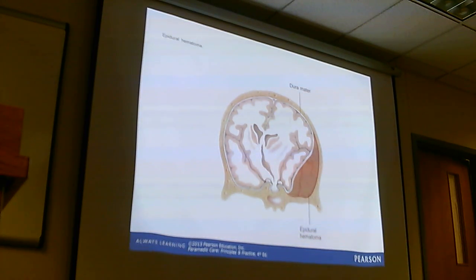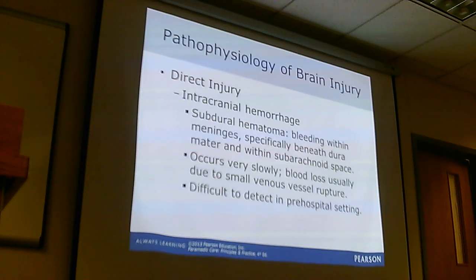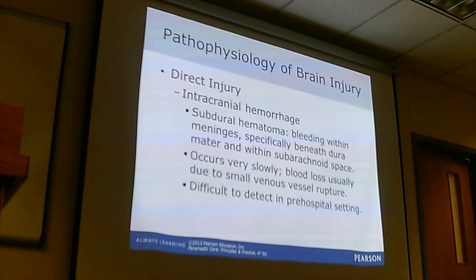A subdural hematoma is basically bleeding in the subarachnoid space. How long does this one take to set in? Slow. This is your venous bleed. This can take place over a period of time. It's got some room for the blood to move around, and that blood seeps in slowly.